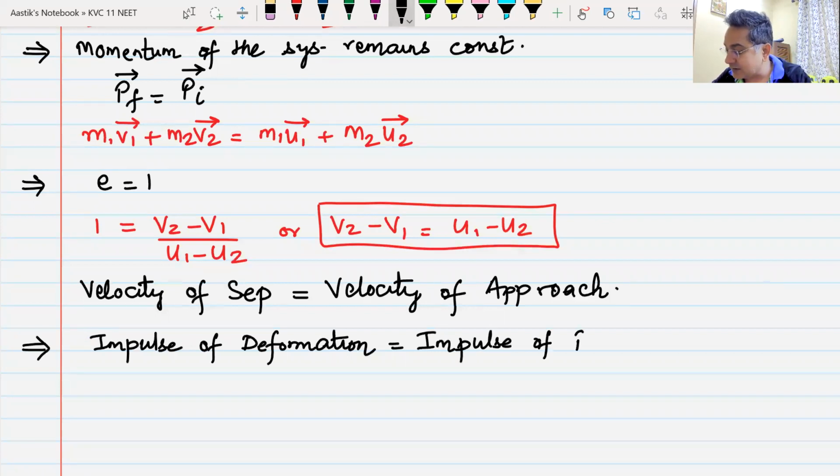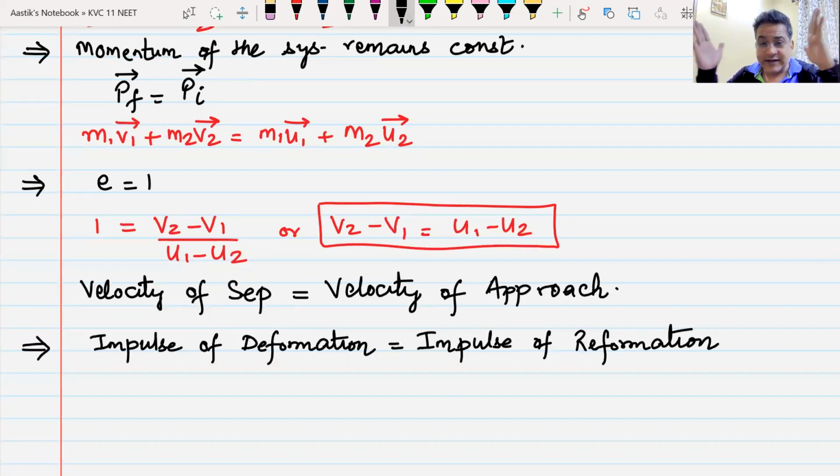Now you will ask me, sir, what is this impulse of deformation and impulse of reformation? So beta, please understand that whenever collision is happening, the two bodies are coming in contact. When you observe this collision by a very good slow motion camera, like the collision of a ball with a bat, you will see that this ball gets deformed. Yes or no?